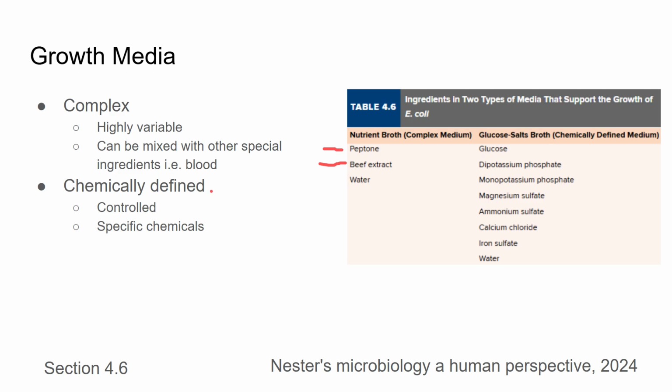Chemically defined is going to be something that's controlled, and we have specific chemicals. So an example of that is a glucose salts broth. This uses very specific chemicals. They're all listed here. And if this was lab instructions, they would also give you instructions for how to mix the correct concentration. So complex is if you just need something to grow, you can throw it in there. Chemically defined is very specific, and you're planning to do something with that.